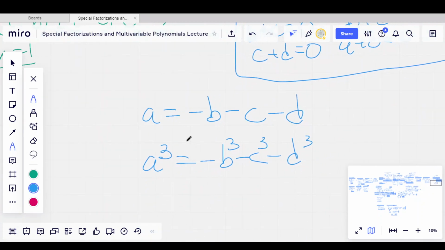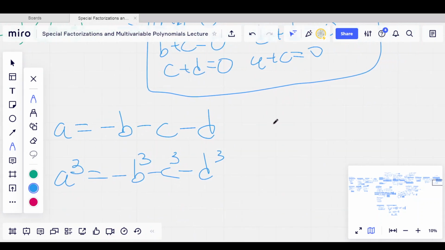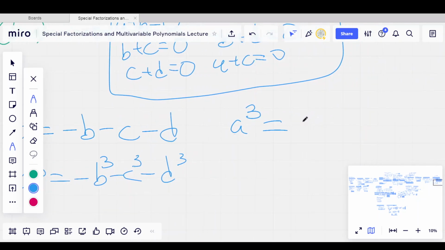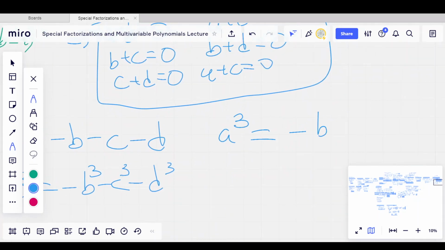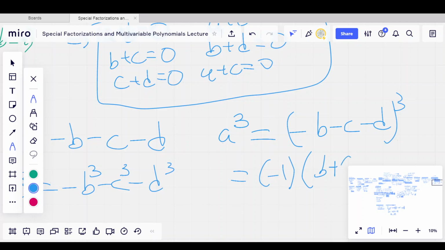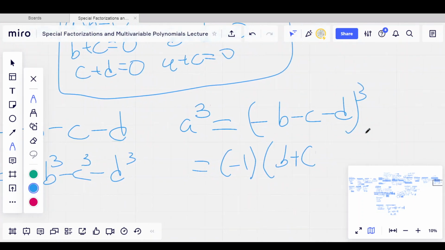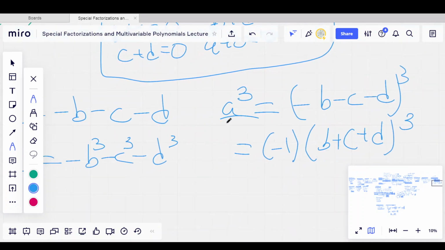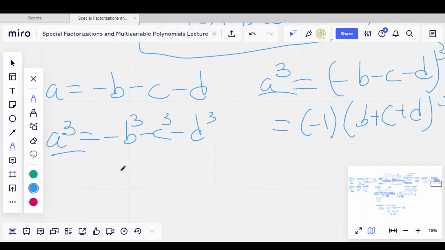So we have this, right? Now you see what we're going to do. We're going to cube both sides. So we have this, and then this is a negative, so we can pull out a negative right over here. Okay, so now A cubed. I'll make this in green.